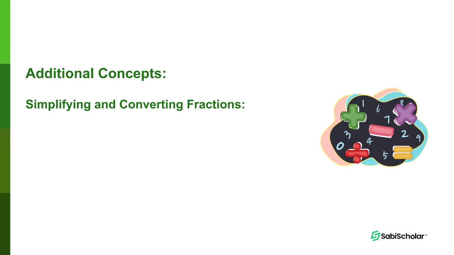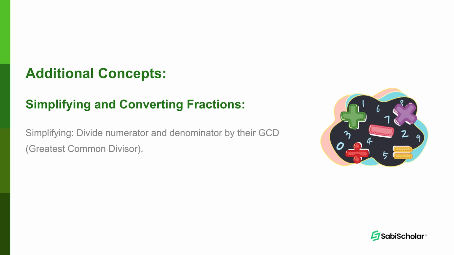Simplifying and converting fractions. To simplify a fraction, you need to divide the numerator and the denominator by their GCD, that is their greatest common divisor. That is, if you want to simplify a fraction, you need to find a common number that can divide both the numerator and the denominator, preferably the greatest number that can divide both of them, that is the GCD.